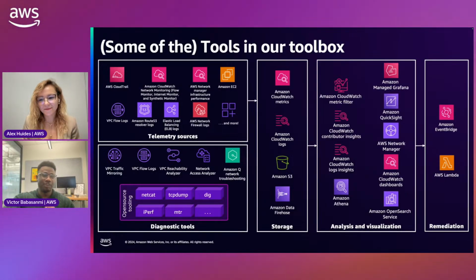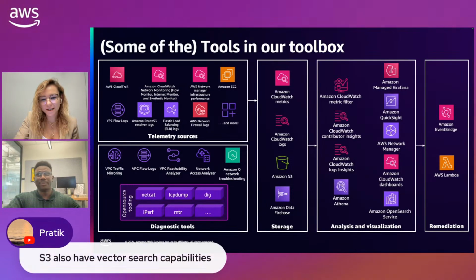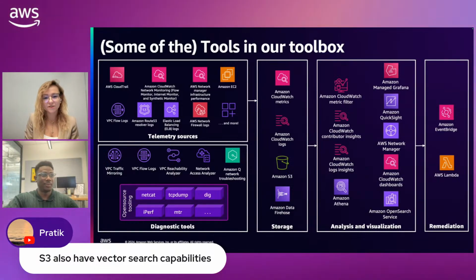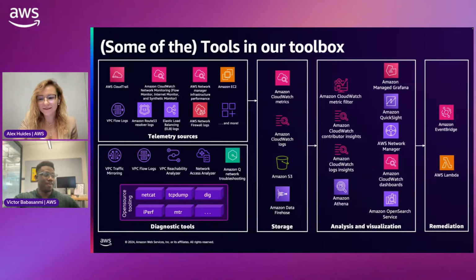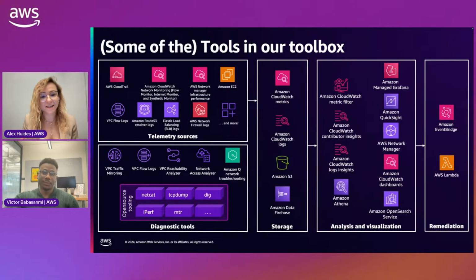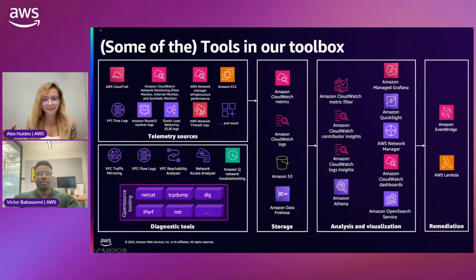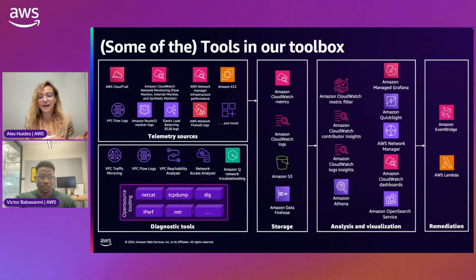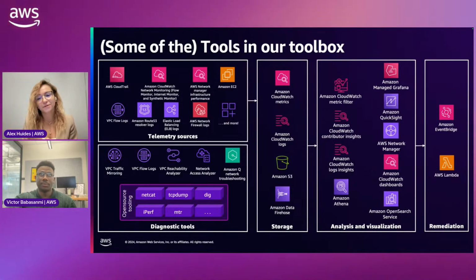Yeah, definitely. We have here Pratik sharing that S3 also has vector search capabilities. Absolutely. You have Athena integration with S3 and your logs directly for search capabilities, which is already mentioned there. QuickSight is a very popular solution to visualize and analyze logs and telemetry information. So yes, you have a very broad set of tools to choose from, depending on what your needs are and what your desired integrations are, for sure.